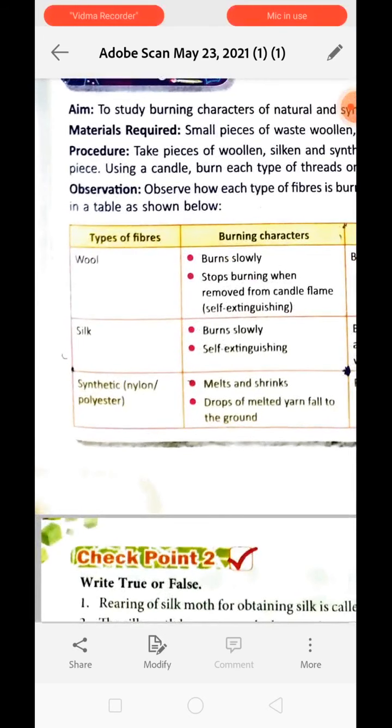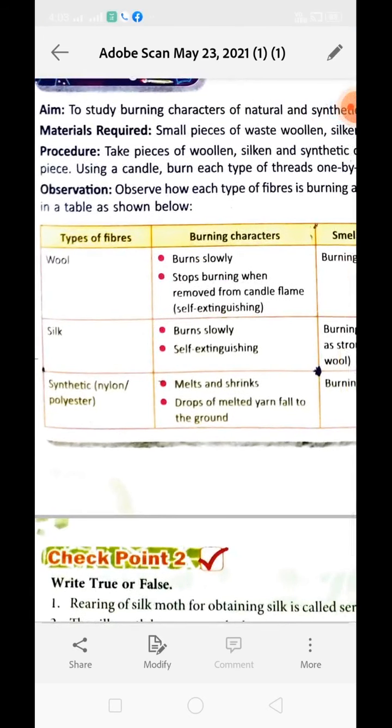When we are burning the wool, what will happen? It burns slowly and stops burning when removed from the candle flame. That is why in many films you may have watched that if a person has fire on their clothes, they are completely wrapped inside a blanket, a woolen blanket. Understood? Now, what is the smell? The smell is actually like burning hair. Why? Because it is the hair on the body of sheep or any other animal that we collect in the form of wool. So it will give you a smell of burning hair.